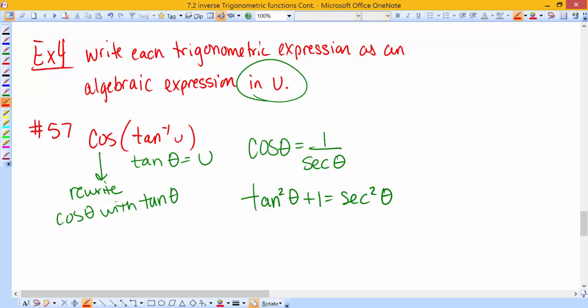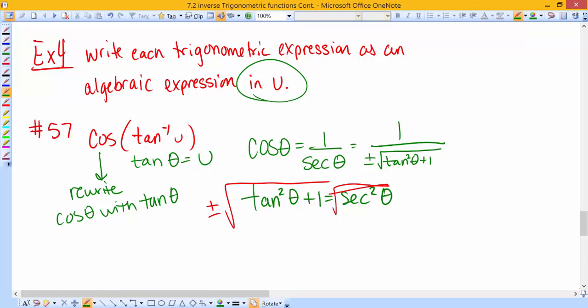So what I'm going to do here, I need to get rid of the square. And to get rid of the square, I square root. So it cancels. When I square root, I must put plus or minus. So this is going to become 1 over, and in place of secant, plus or minus the square root of tangent squared theta plus 1. You cannot cancel the tangent squared. That square doesn't go away. You have a plus 1 here. That is going to stop you from being able to cancel the root and the exponent. So be careful.